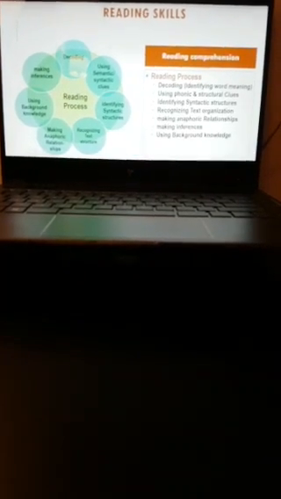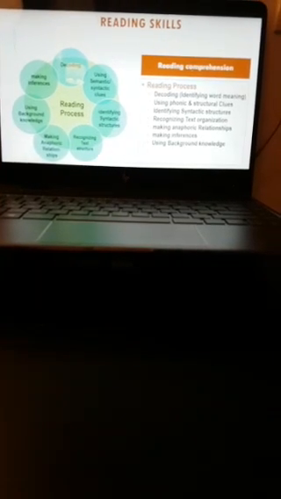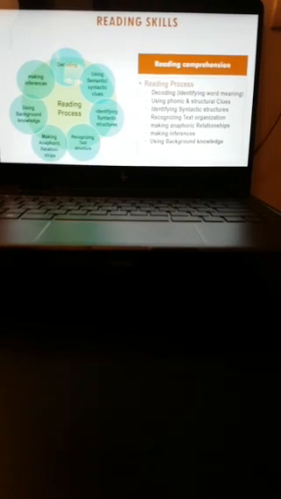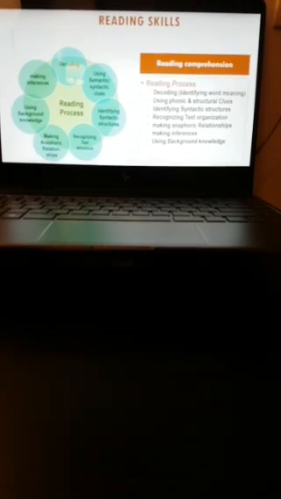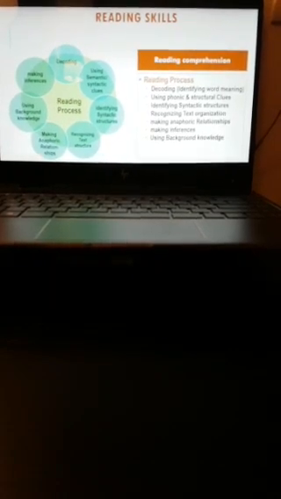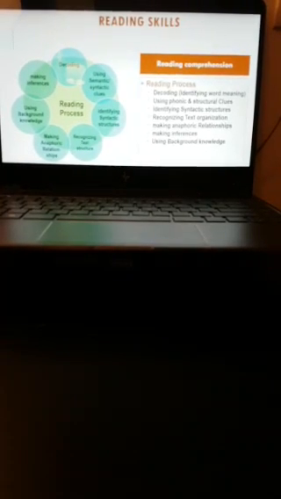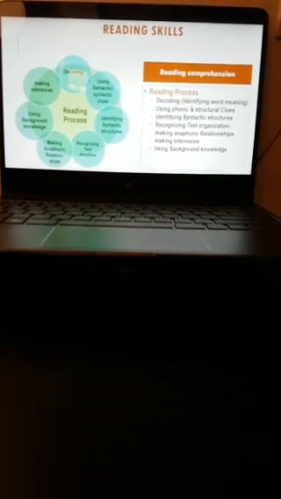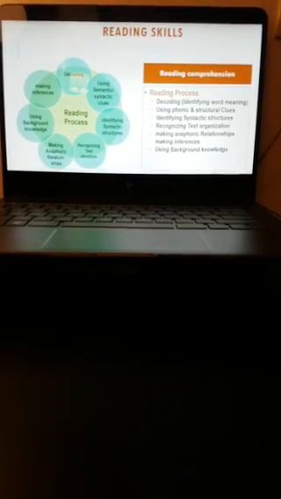Also, we have to identify the text structure, how ideas and paragraphs are organized. What do we have here? Do we have classification? Do we have definition? Does the text describe a machine, for example? Does it tell me about the history of something, what happened in one year, what happened in another year? Chronological order. Do you have cause-effect? Causes of cancer, for example, or car accidents?